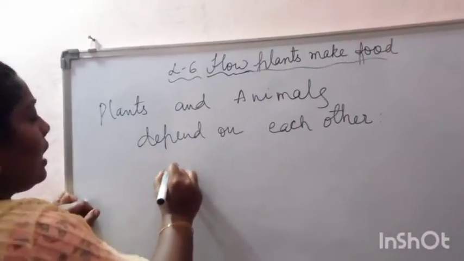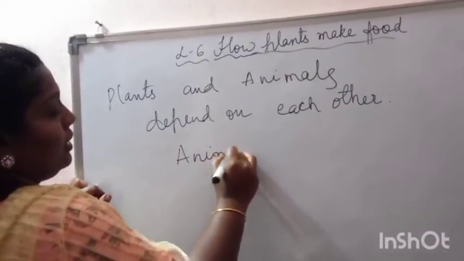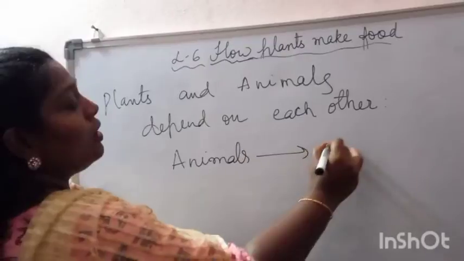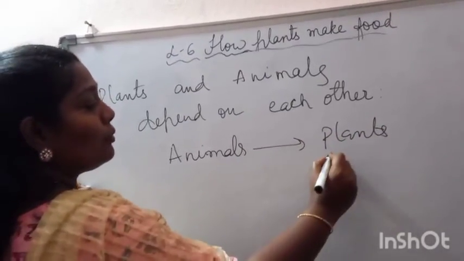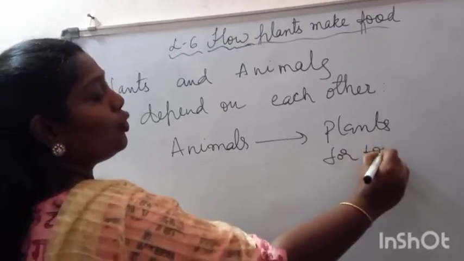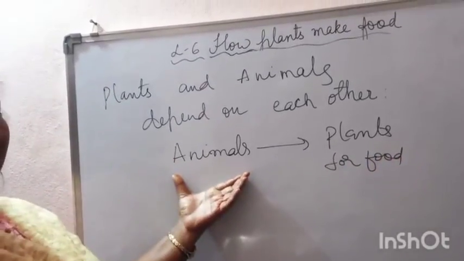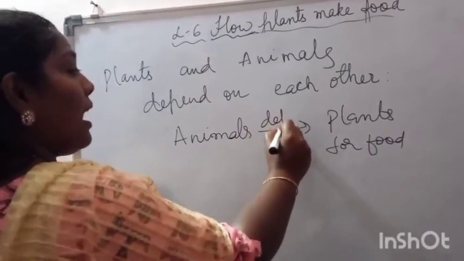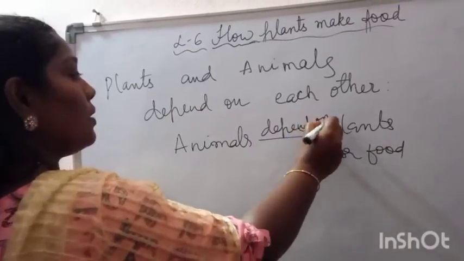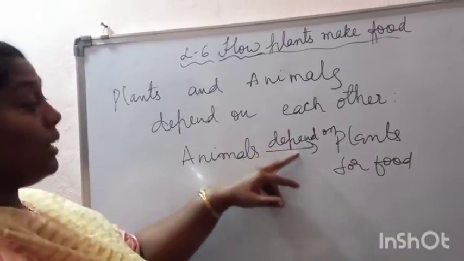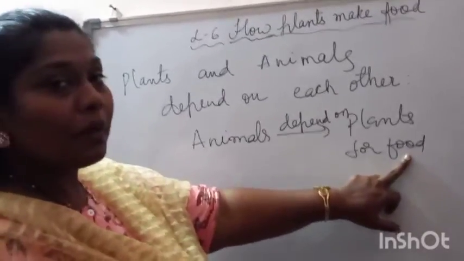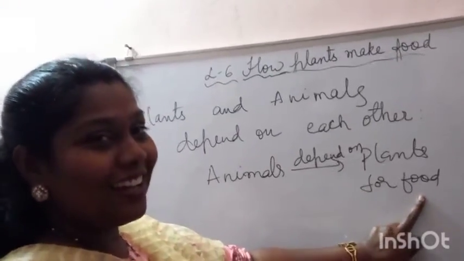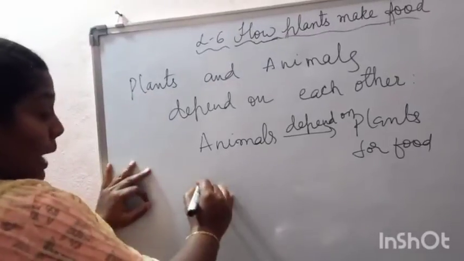Chepparu kada? Avuna kada? Okay. And now, children, I have said that animals depend on plants. So, animals are depending on plants. Deniki? For food. Yes. Animals depend on plants for food. Chusam kada cows, buffaloes anni. Avuna? Okay.